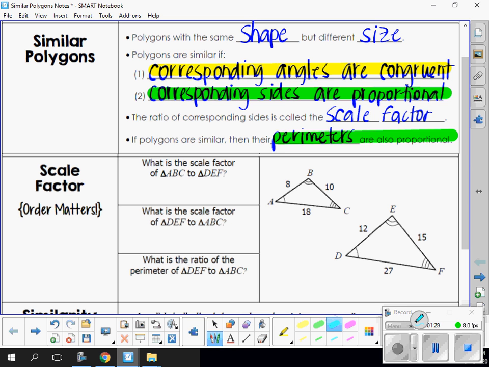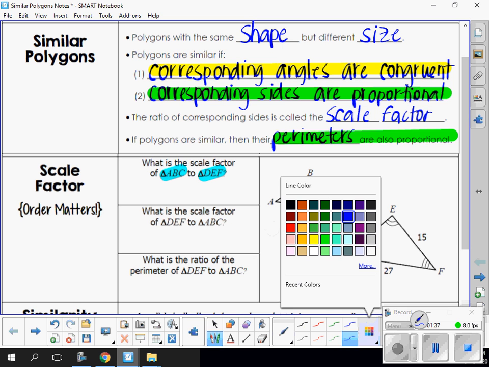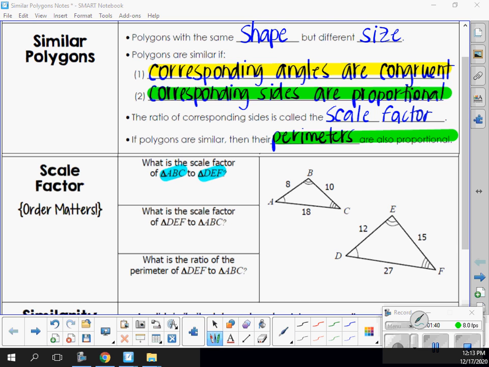We want to figure out what the scale factor is, and they tell us the order. They want us to go from A, B, C to D, E, F, and we have to make sure we stay in that order. So I'm just going to pick one side, it doesn't matter, but we're going from triangle ABC, so I'm just going to pick A and B, so 8. If I look, 8 is the smallest side in that triangle, so I need to compare it to the smallest side in the other triangle, which is DE. So 12. And that's going to reduce down by dividing by 4 to 2/3. So it's the comparison of 2 to 3. Or you can represent it as a fraction.